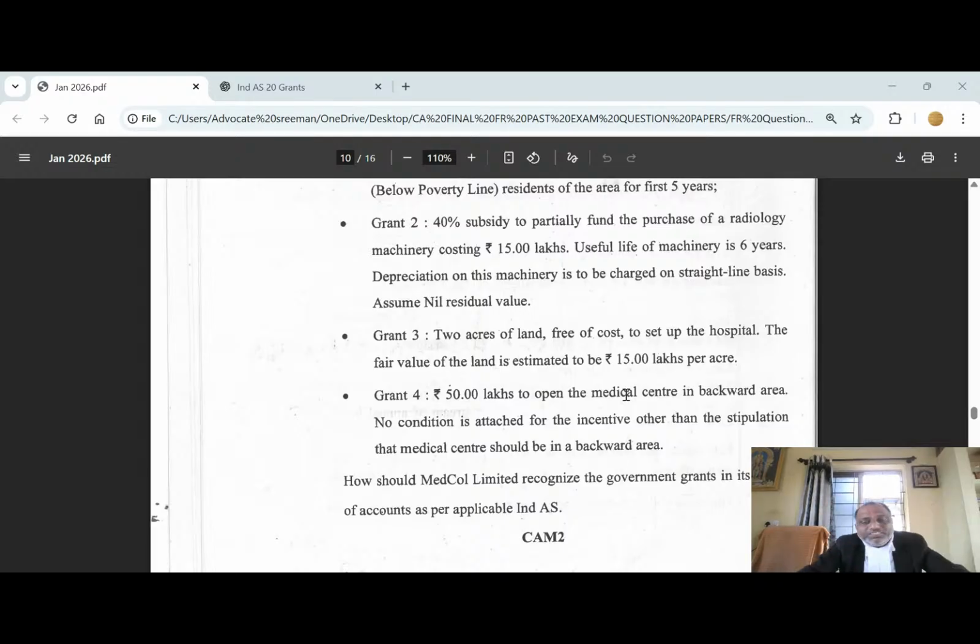Absolutely, how much is the net impact? 2.5 depreciation minus grant income 1, that is equal to 1.5 lakh expense to be charged to the P&L account. It is the net impact on the profit and loss account per year.